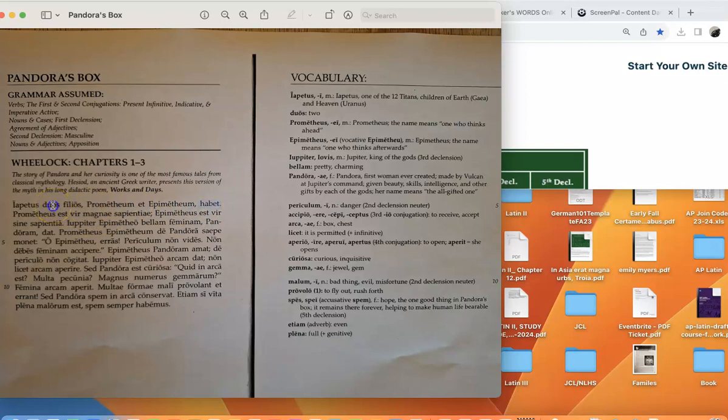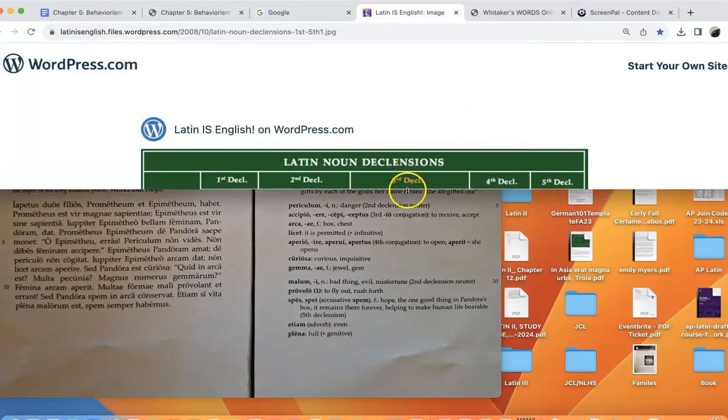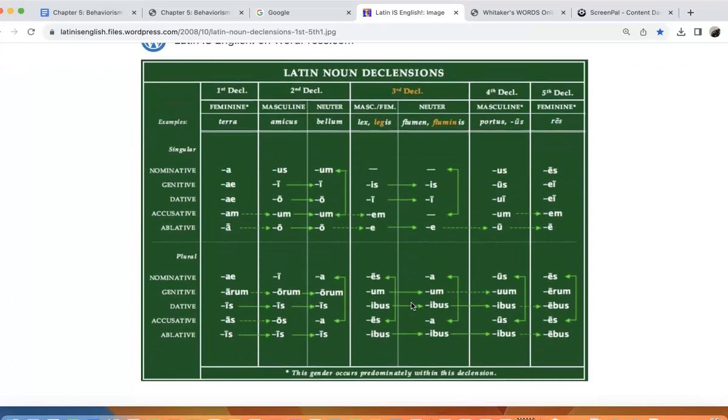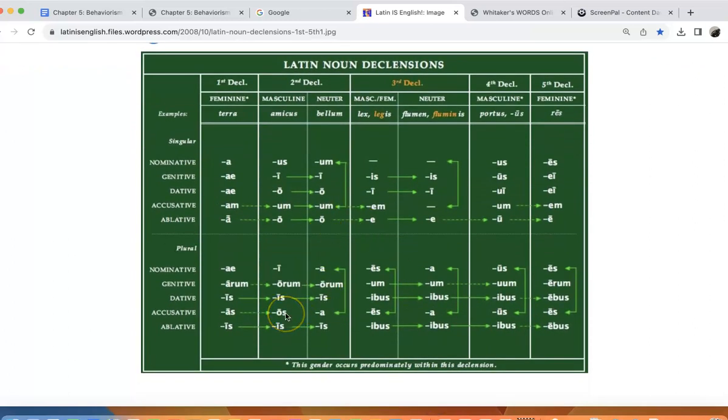It's important to recognize, because these are concepts you'll have to deal with on the test as well, that here we have duos filios, but then we have Prometheum and Epimetheum. So we have the os, and if I go to our declensions here, which I've brought up, you can see the os and there's our um. Why? Because he has two sons, and as we pointed out in chapter 2, that is second declension accusative plural. Going back to chapter 1, the accusative is the direct object.